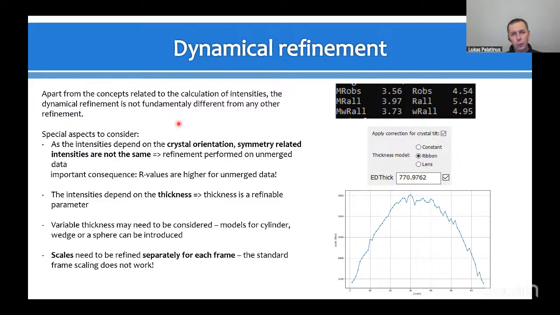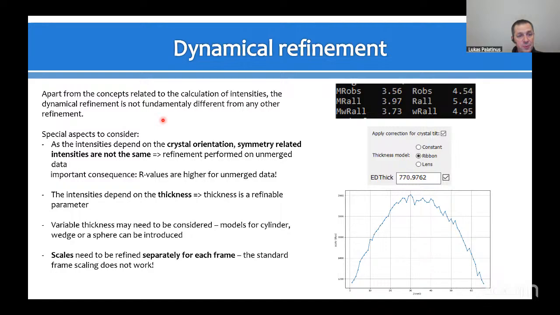Dynamical refinement is nothing really mysterious and nothing really complicated, because apart from the concepts related to the calculation of intensities, it is just the same as any other refinement, as a kinematical refinement. The principle is the same. You have observed intensities, you have calculated intensities, and you are trying to match these two as closely as possible by modifying the parameters of the structure model, and in case of dynamical refinement, by modifying a few other parameters that are related to the calculation of dynamical intensities.